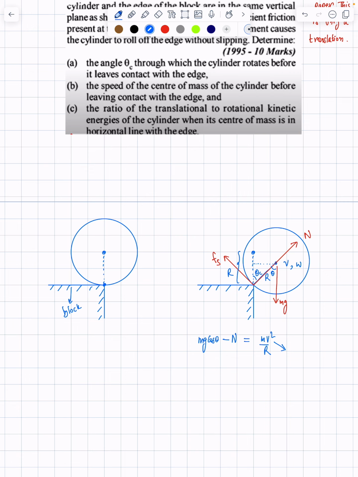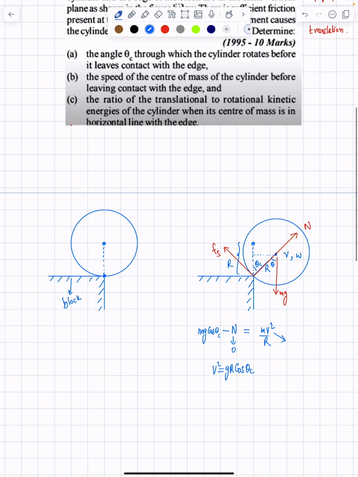with the edge, so the moment the cylinder leaves the contact with the edge, the contact force will go to zero, because when two things are in contact, there is always a positive contact force. So what we'll do is just set this to 0, and then what we'll get is v square is gr cos theta c basically. Okay, so we have two variables here, velocity of the center of mass and the angle.